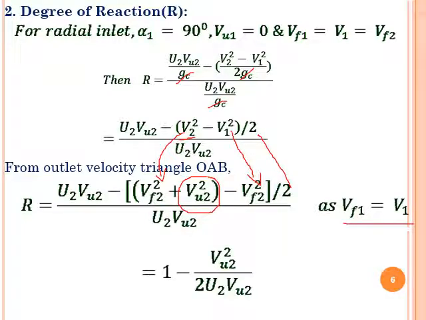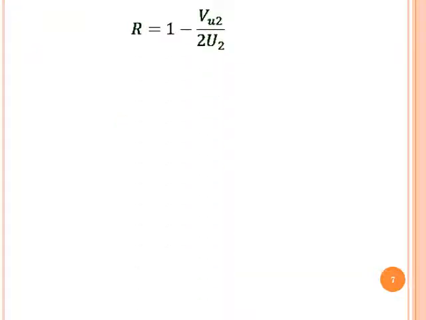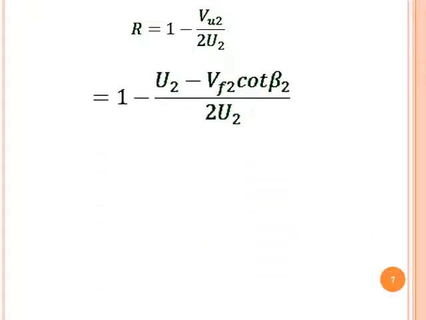and in the denominator 2 into U2 Vu2. So that means the degree of reaction R is equal to 1 minus Vu2 square to the ratio of 2 U2 Vu2. So now after simplifying that, R is equal to 1 minus Vu2 by 2 U2. So we can also write this as the degree of reaction R is equal to 1 minus this Vu2.